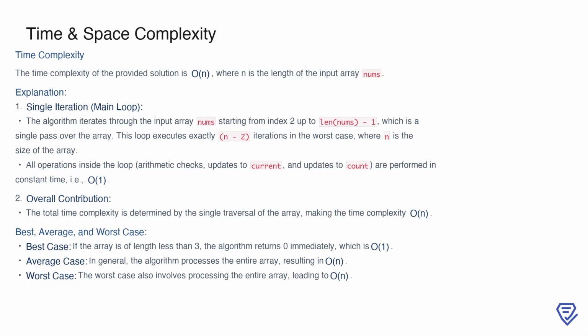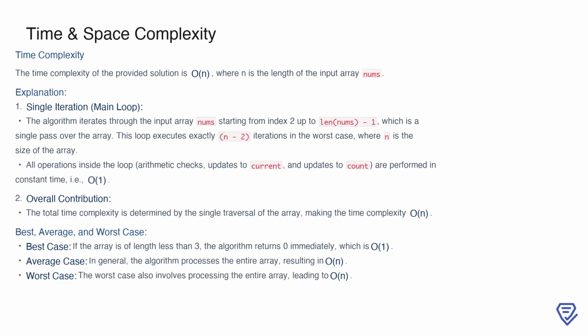The time complexity of our solution is O(n), where n represents the length of the input array nums. This efficiency stems from the algorithm structure, which involves a single iteration over the array. Starting from the third element, the loop runs from index 2 to the end of the array, ensuring exactly n - 2 iterations in the worst-case scenario.